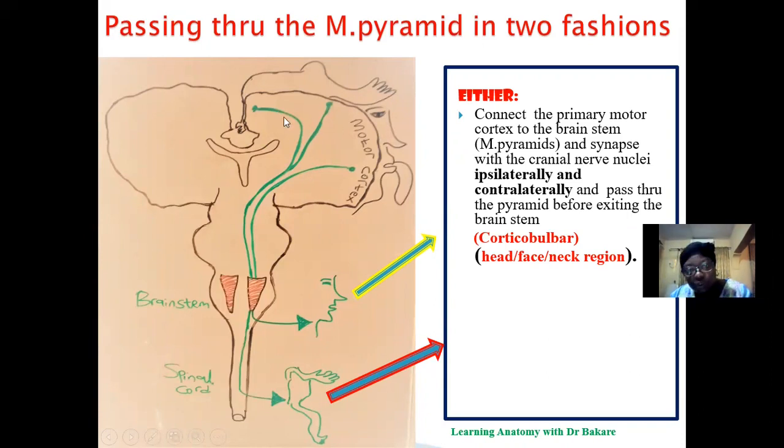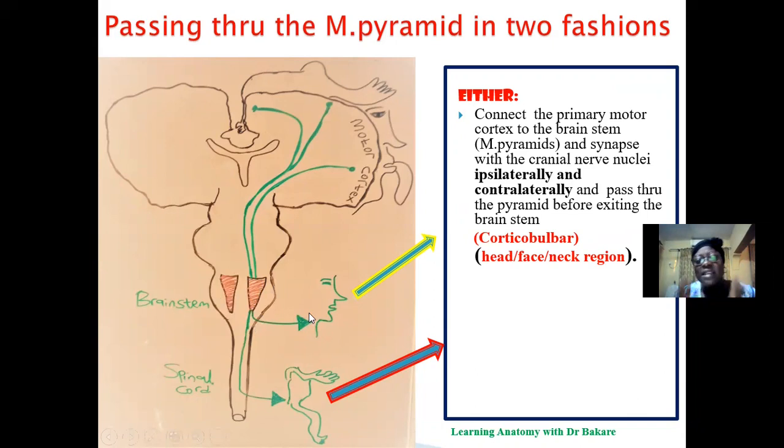We have the motor cortex around this region. We have neurons originating from them, taking those motor stimulation from that region, going down through the internal capsule, the midbrain, the pons. They get to the medulla, they pass through the medullary pyramid because they are pyramidal motor pathway. After passing through the medullary pyramid, some would exit around the brainstem, and when they exit, they innervate strictly muscles around the face and the neck region.